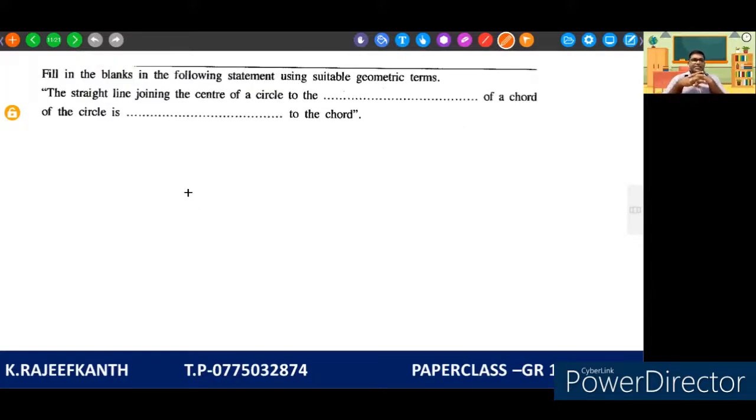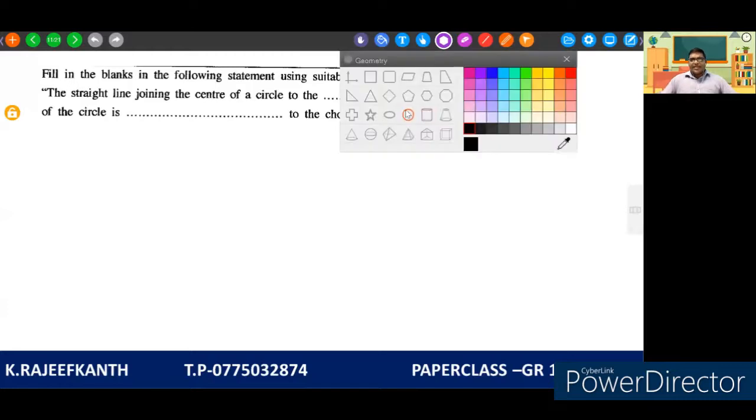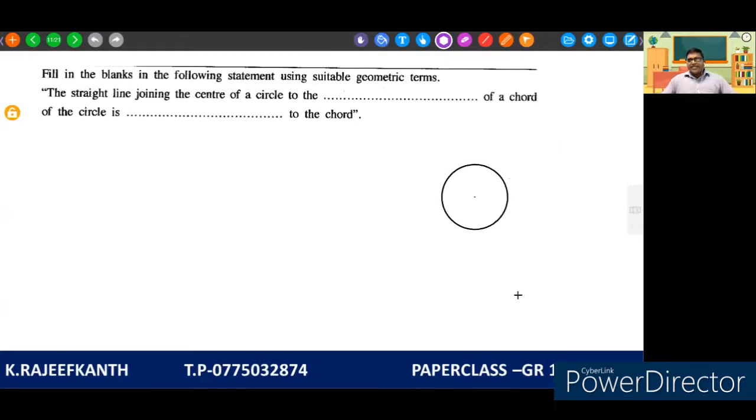Fill in the blanks in the following statement using suitable geometric terms. The straight line joining the center of a circle to the dash of a chord of the circle is dashed to the chord. Here already we have discussed this theorem. Chord of a circle. Here there is a circle.